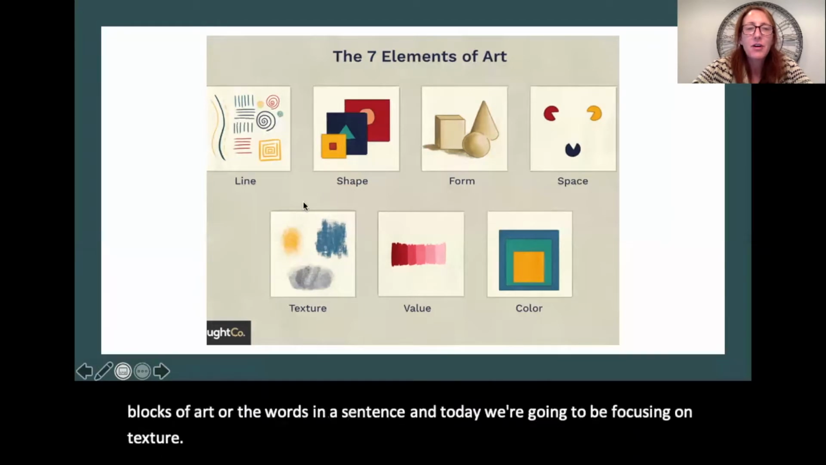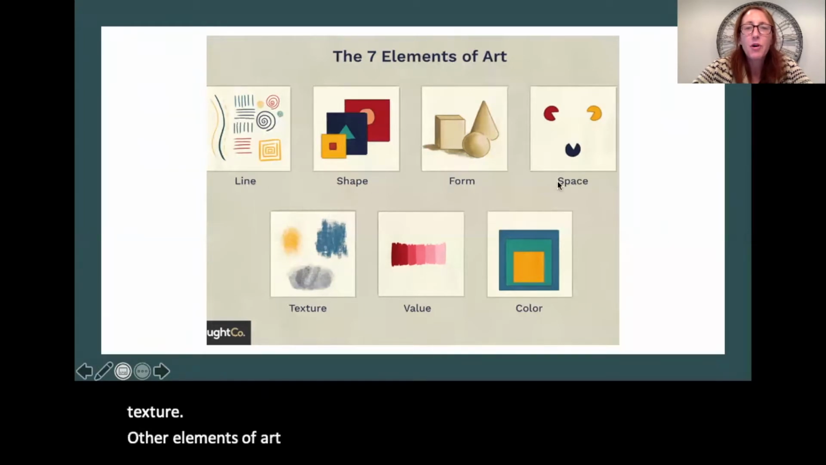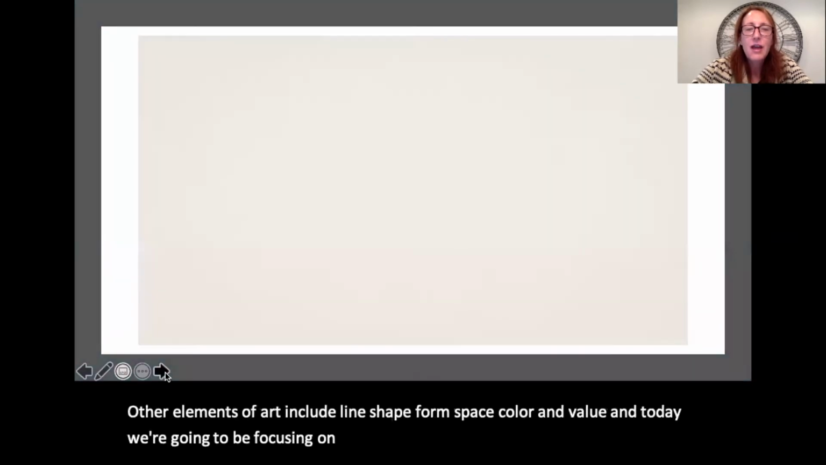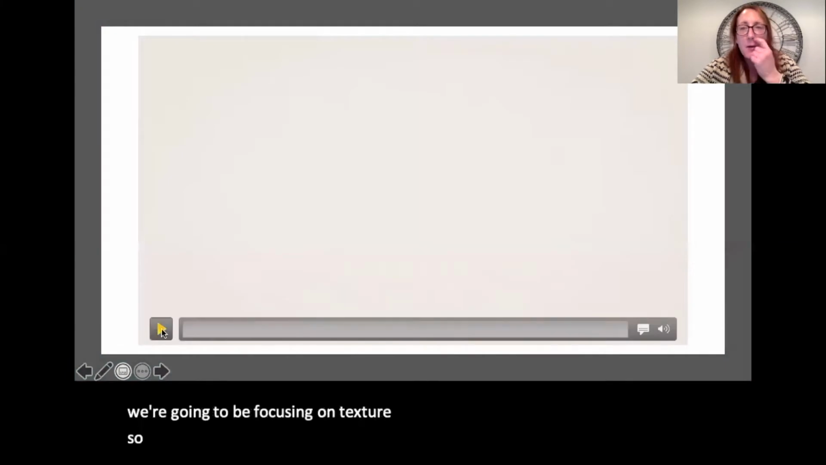Other elements of art include line, shape, form, space, color, and value. And today we're going to be focusing on texture. So let's watch this short video explaining what texture is.